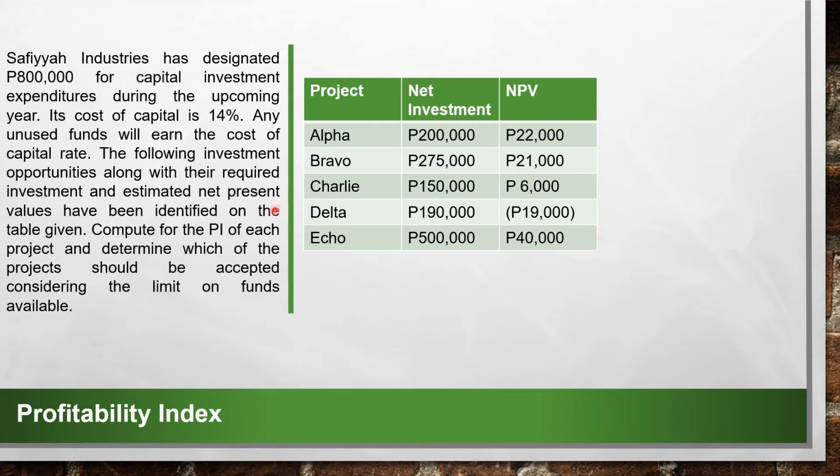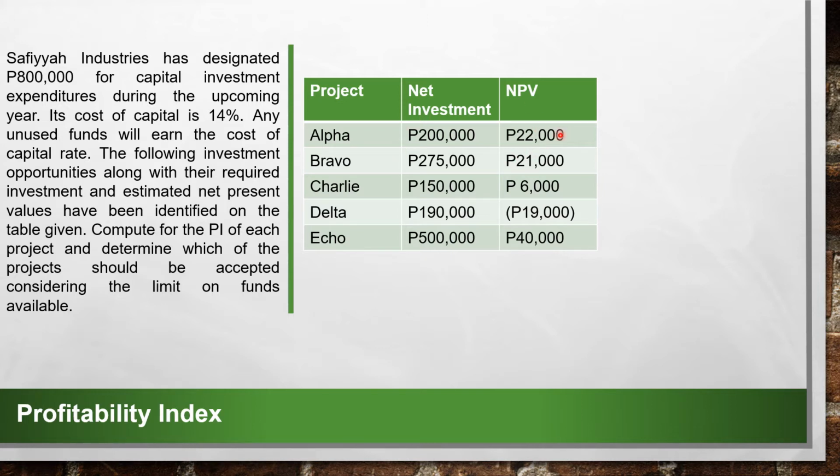Okay, so we have here Alpha, Bravo, Charlie, Delta, Echo. So we are evaluating 5 projects with different net investments. So our question is, which among these projects will be accepted considering we have 800,000 capital budget only. Okay, so first we have here the NPV. As what we know, NPV is just the difference between PVCI and our cost of investment. So if we have our cost of investment and an NPV, we can just work it back to get our PVCI.